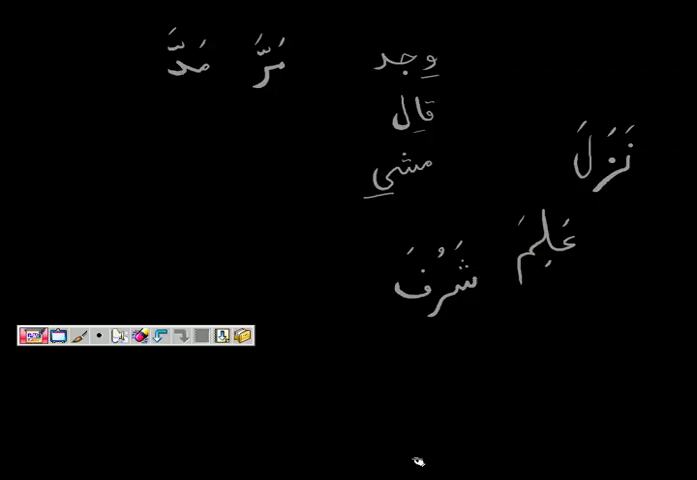And then even the exceptions to the rule, you'll be able to figure them out just by comparing them to that original pattern. So memorize fa'ala as it is on the chart and look at how it's changing to get to a different form.